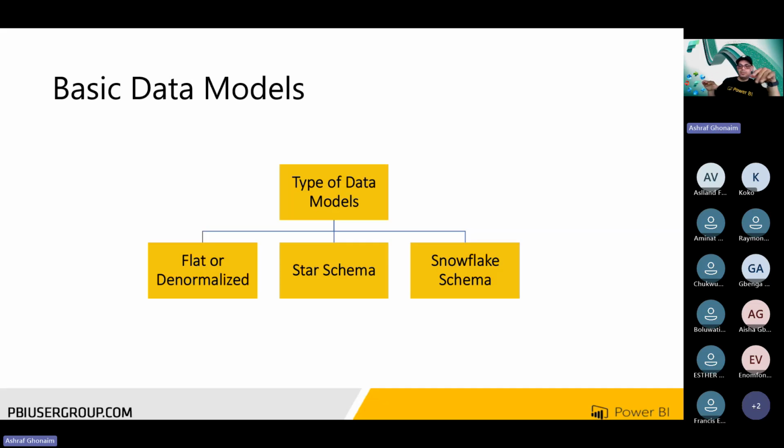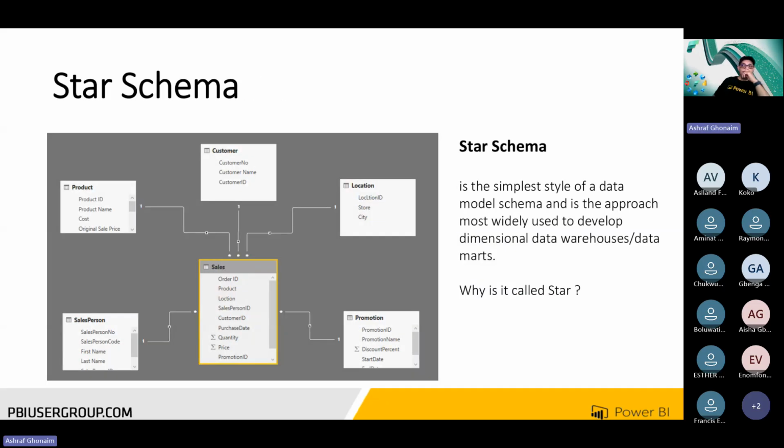Flat, denormalized, very common if you come from an Excel background. Star schema, we will talk about it in a minute. Then the snowflake is just the extension of the star schema. So let us cover now what the star schema is first, before we can go back and elaborate more on the snowflake schema. Okay, so what is star schema?